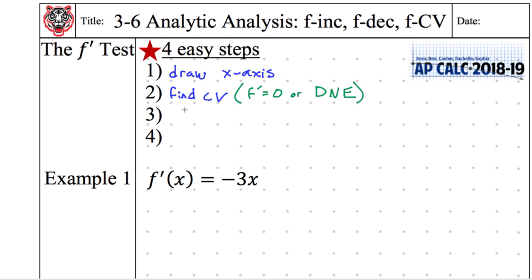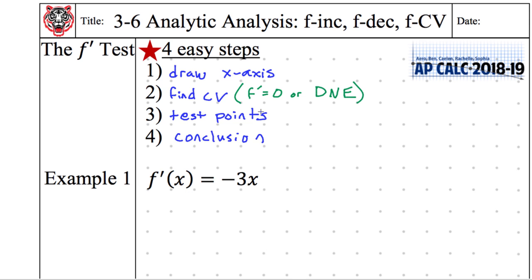All right, step 3, you need to test some points. This seems like I'm talking nonsense right now, but once we actually start implementing these steps, it will become much clearer. And then step 4, you need to have your conclusion. When you make your conclusion, you need to find the CVs where f is increasing and f is decreasing. You need to say where those intervals are.